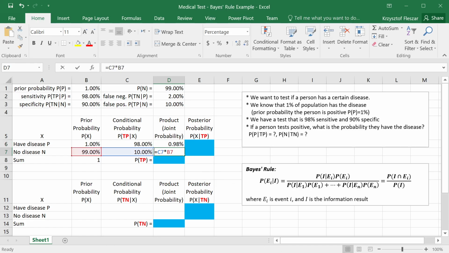I can copy it here. These two give me the probability that the person has the disease and they tested positive. And this is the probability that they don't have the disease and they tested positive.